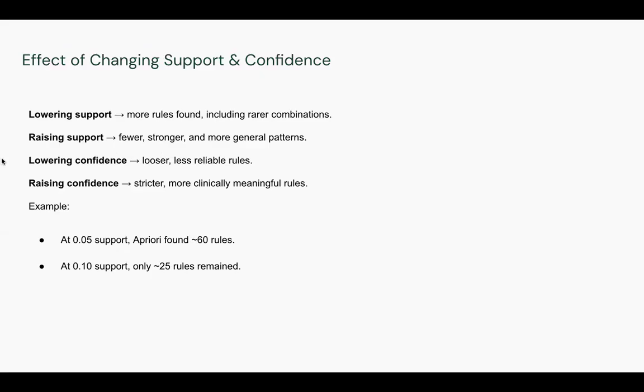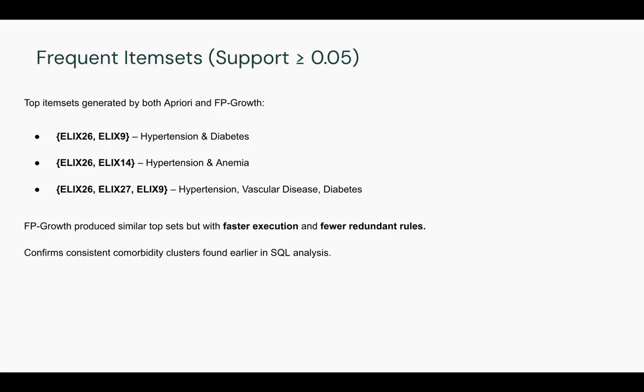And the effect of changing support and confidence, I was able to also show. This slide demonstrates how adjusting support and confidence thresholds changes the number and strength of rules. Lowering support increases the number of rules, including rare combinations, while raising support limits results to only the strong patterns. Similarly, lowering confidence allows weaker rules, and raising it focuses on highly reliable relationships. For example, at 0.05 support, Apriori found about 60 rules, but at 0.10, only 25 remained, showing the trade-off between quantity and reliability.